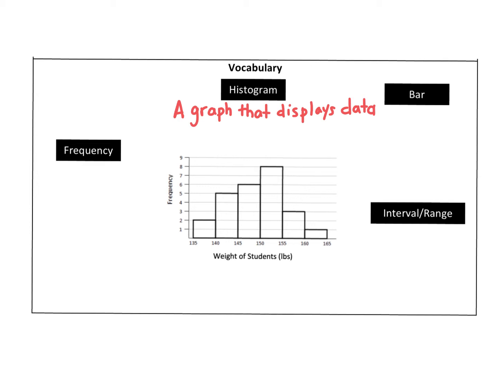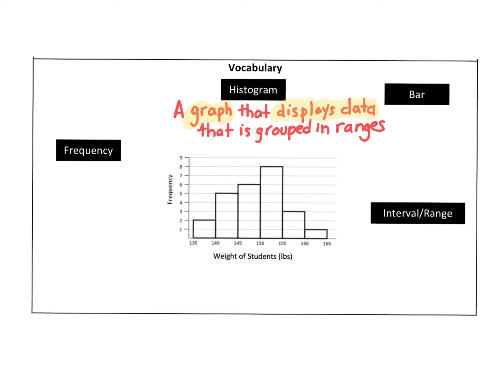And this data is grouped in ranges. So a graph that displays data that is grouped in ranges. And I'll show you in a minute what that means, okay? In ranges. So what I would like you to do is get your highlighter out. If you have to pause the video, go ahead and do that. So when we talk about a histogram, I want you to highlight it's a graph. That's important. And a graph is always used to display data. So that's like a given, okay?